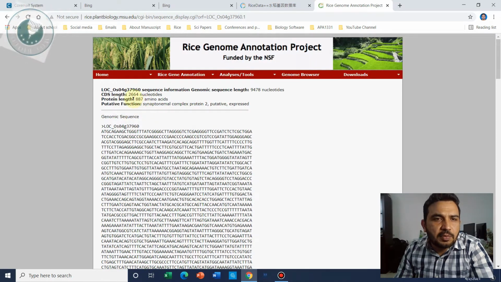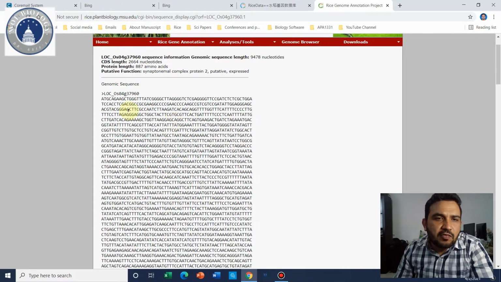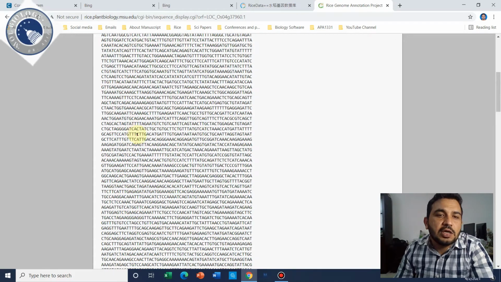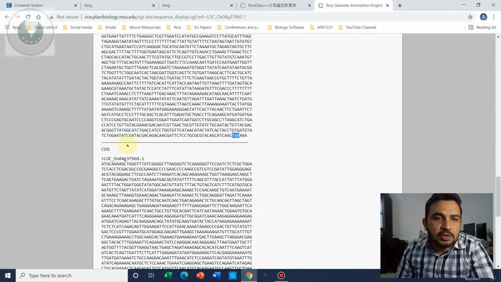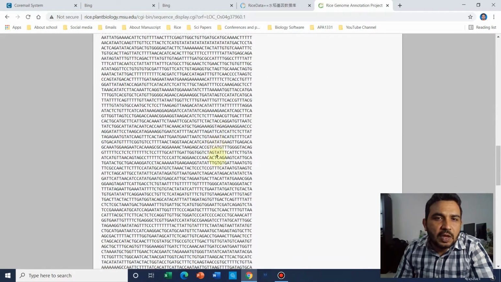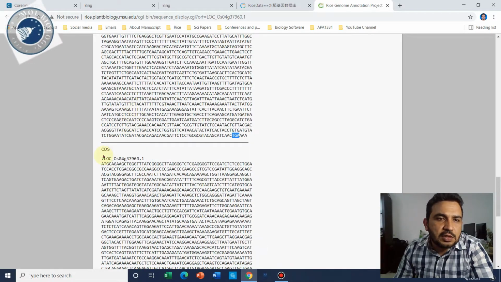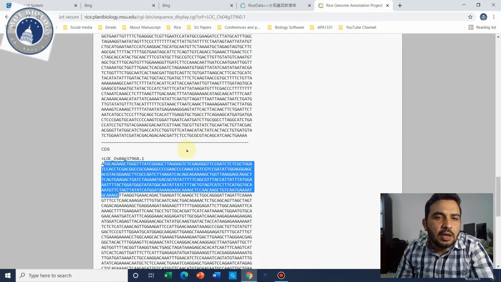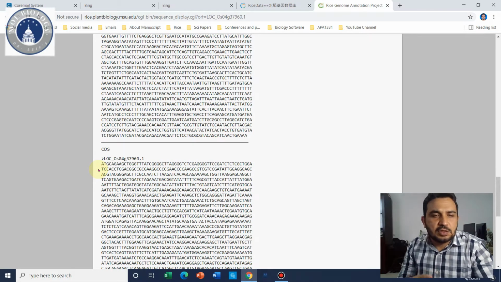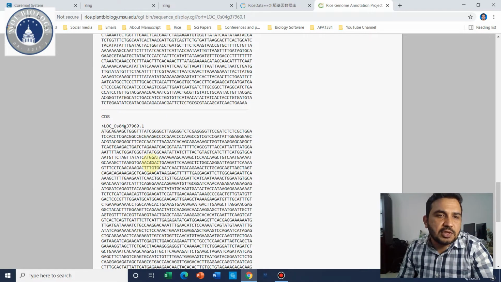If we specially talk about this, the CDS has 2664 nucleotides and the DNA has 9478 nucleotides. So it means for this gene, these 9478 nucleotides make a gene. Out of this whole gene, only about 2600 is the CDS portion. I mean, the remaining portion is just deleted during the splicing process.